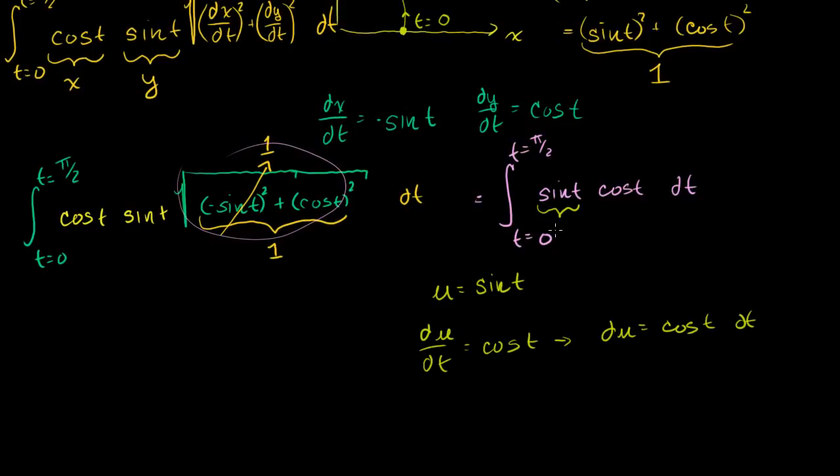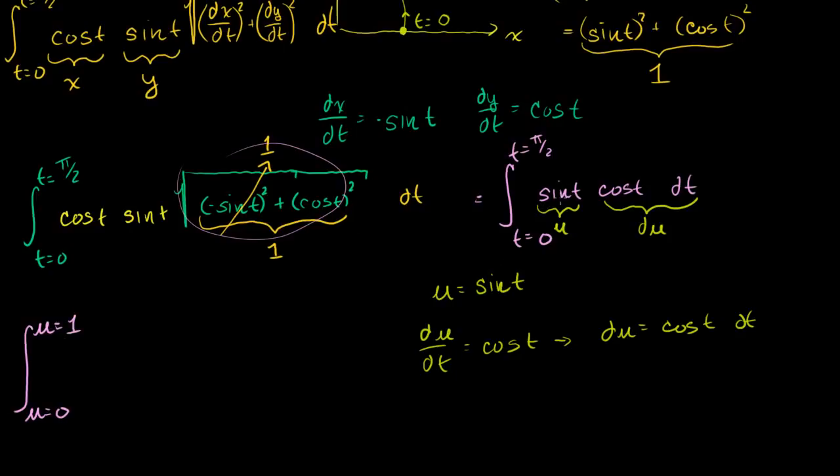And notice, right here I have a u, and then cosine of t dt, that thing right here is equal to du. And then we just have to redefine the boundaries. When t is equal to 0, what is u equal to? Sine of 0 is 0. So this goes from u is equal to 0. When t is pi over 2, sine of pi over 2 is 1. So when t is pi over 2, u is equal to 1. So from u is equal to 0 to u is equal to 1. Just redid the boundaries in terms of u.